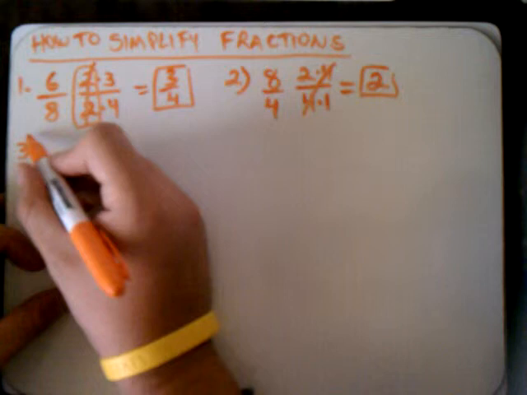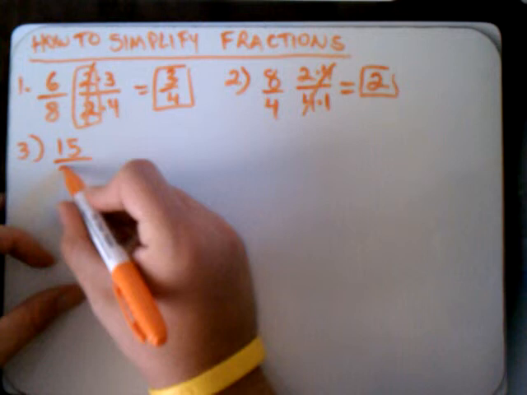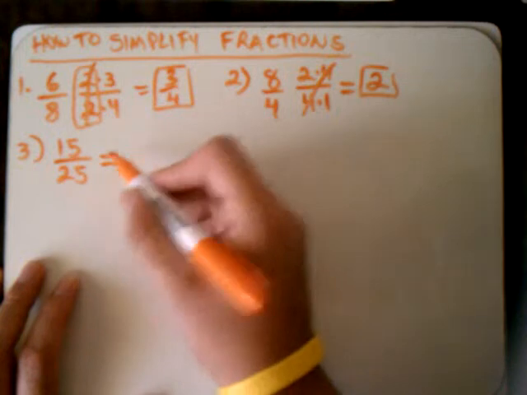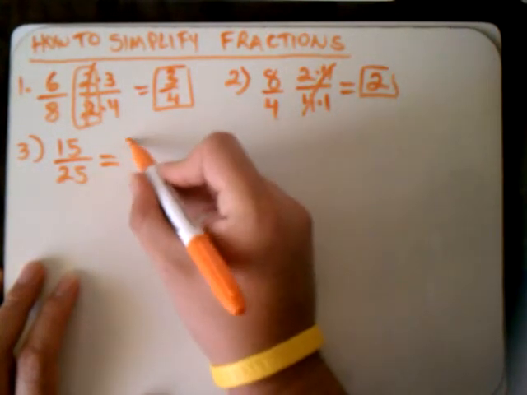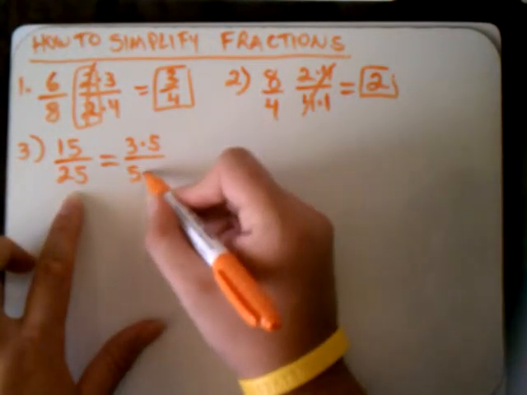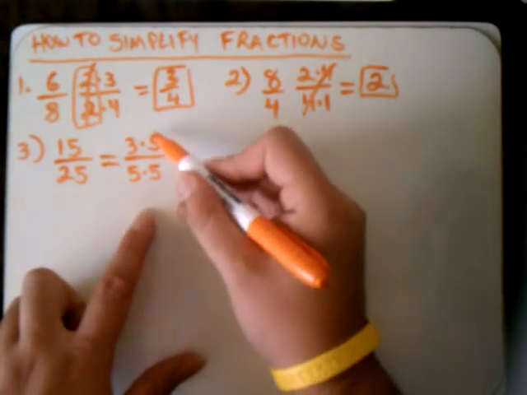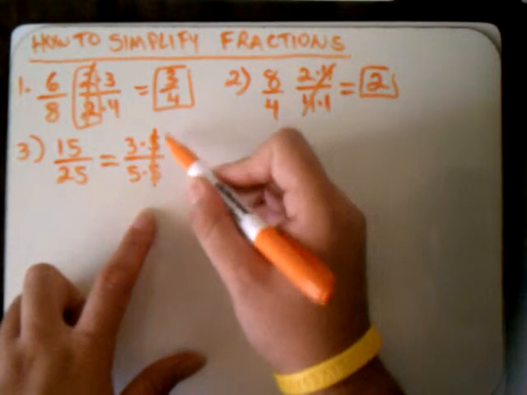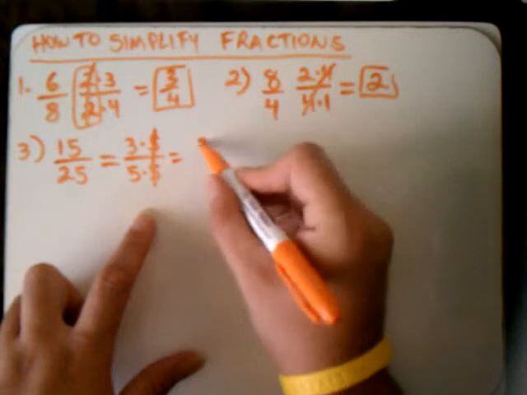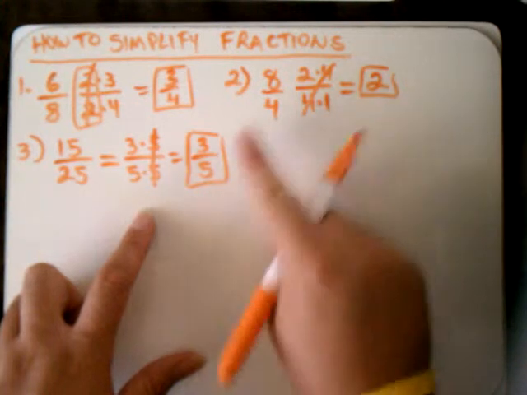Example 3. I have 15 over, let's say, 25. Two numbers that give you 15: 3 times 5. Two numbers that give you 25: 5 times 5. Do I have the same number top and bottom? Yes, the 5 and the 5. And you can cancel it only one time. You cannot cancel it twice. Only one time. So you end up with 3 over 5. So this is the way how to simplify fractions.